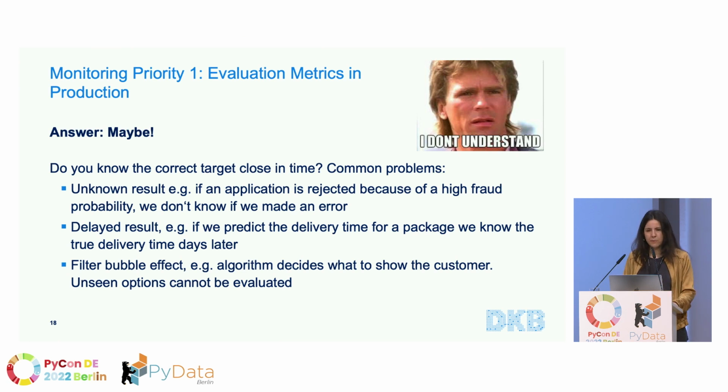And then the third problem you can have is sort of a filter bubble effect, where the algorithm decides what to show and you don't know the outcome on unseen options. So this means also you might not know the ground truth for all the predictions you might be interested in.